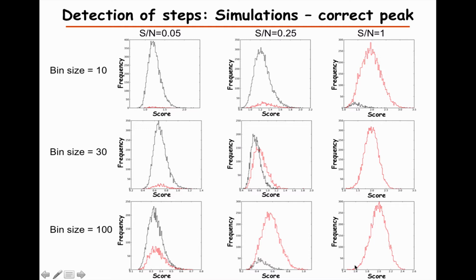So if we have a large bin size and signal-to-noise ratio 1, we always succeed. If we have a low signal-to-noise ratio, 0.05 here, and a small bin size, we almost never succeed to find the right peak. And even with a large bin size here in this case, we don't succeed very often. But we can then say from these kinds of simulations what kind of signal-to-noise ratios we can at all detect with some certainty.